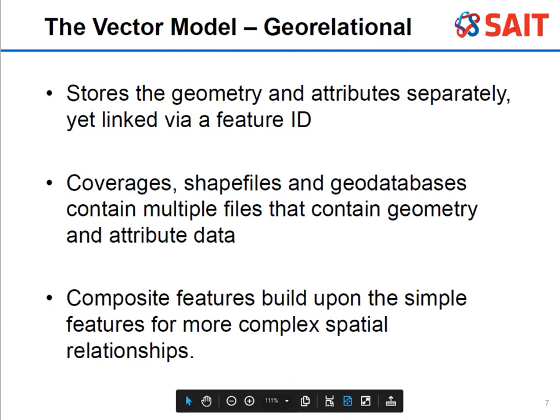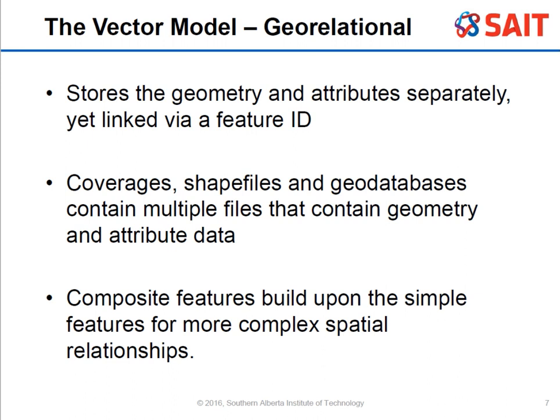Then we have composite features that build on simple features to create more complex spatial relationships. This allows us to create maps. So we have one feature, and it can combine or be related to another feature, and then eventually I can come up with one single representation of something very complex but easy to understand and easy to read.